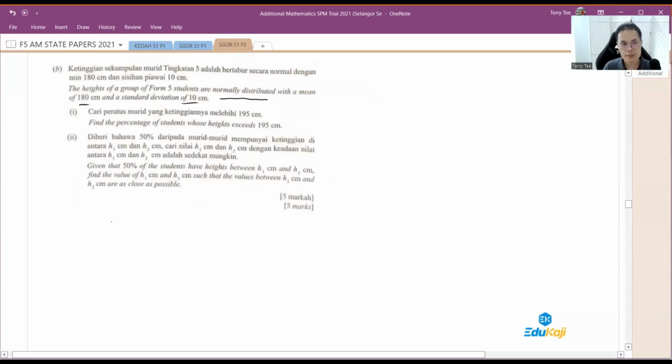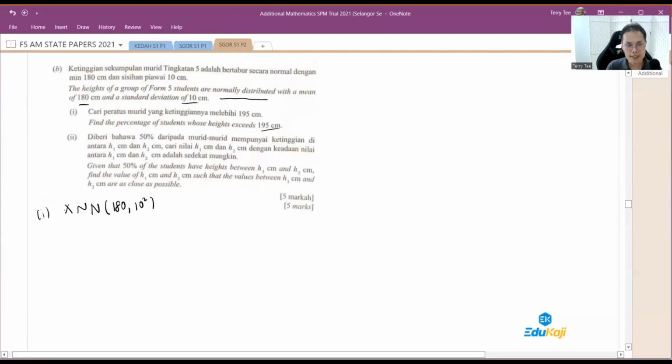So what are we finding in the first part? Percentage of students with height exceeding 195. So this is a normal distribution. Maybe I do the first part here, Roman 1. Mean height is 180, very tall. Standard deviation is 10. Normally we write this as 10 squared because this is your variance. Your standard deviation is 10, variance is 100. But this notation is not important, you don't have to write it actually.